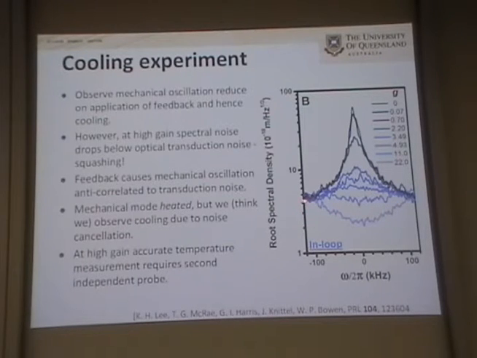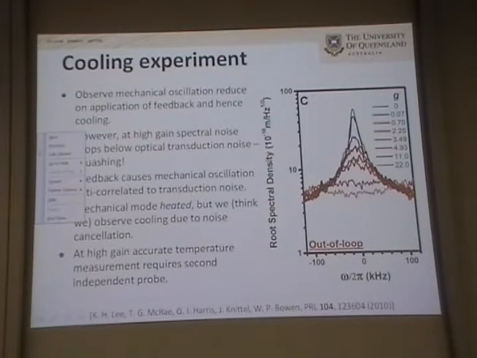You keep increasing the gain, and eventually the signal goes down below the transduction noise. So it looks like you're cooling to negative temperatures. The area here is now negative. What's really going on is that your feedback is trying to minimize the signal detected at the detector. Some of that comes from the noise and some of it comes from the vibration of the cavity. So you're making the cavity move anticorrelated with the noise on your transduction, which cancels the transduction noise out. This is called squashing. So you're actually ending up with less noise than the initial sensitivity of the system, but it's spurious. It's really that you're heating the cavity in order to make this happen.